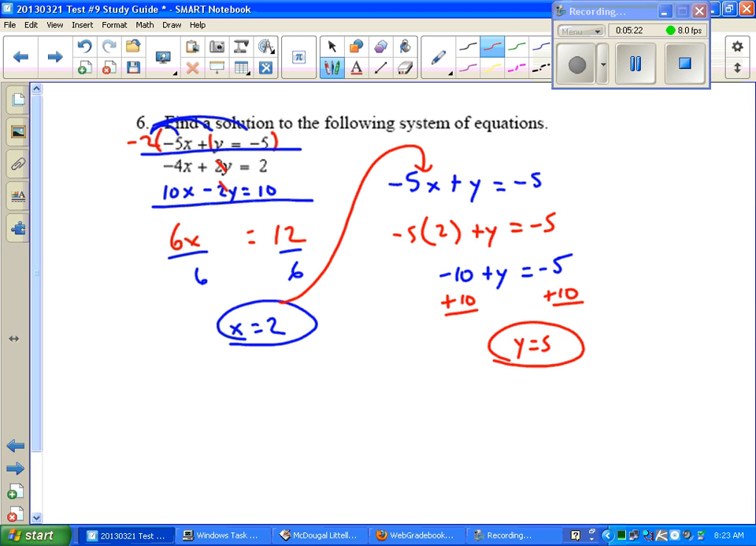So you have x and you have y, remember, written as an ordered pair, x comma y, 2 comma 5. So if you were to graph those two equations, they would cross at 2, 5.